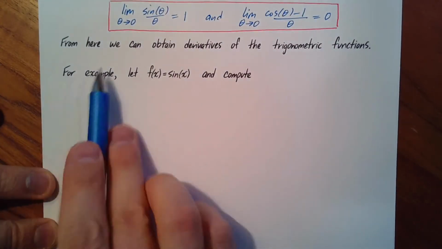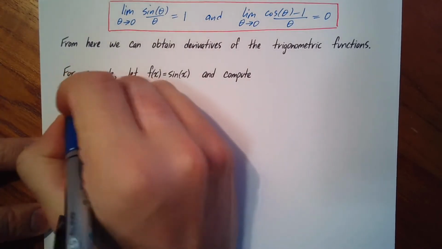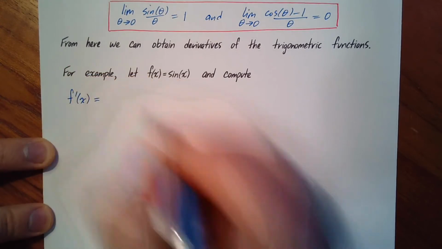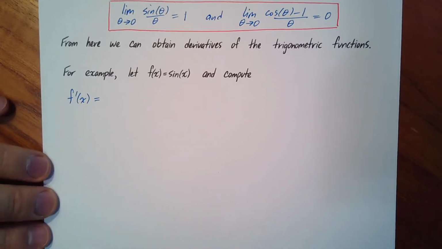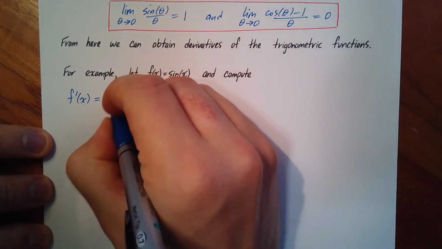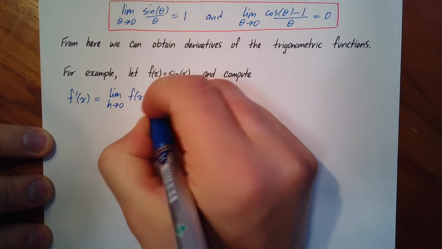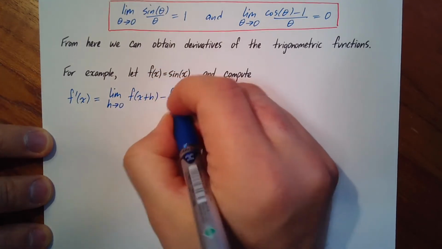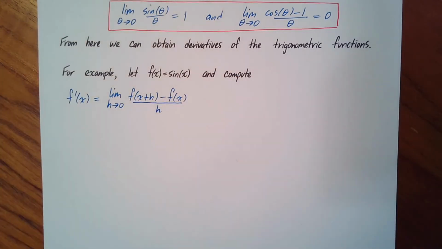So as you can see, for example, let f of x be sine of x, and we're going to compute its derivative. So we're going to compute f prime of x, and we'll just work it out using the definition, because what else could we do right now? If you don't have a rule for a function, you have no choice but to use the definition of the derivative if you want to take its derivative. So that's what we're going to do. So we're going to have the limit as h goes to 0 of f of x plus h minus f of x all divided by h. Okay, so that's the limit definition of the derivative.